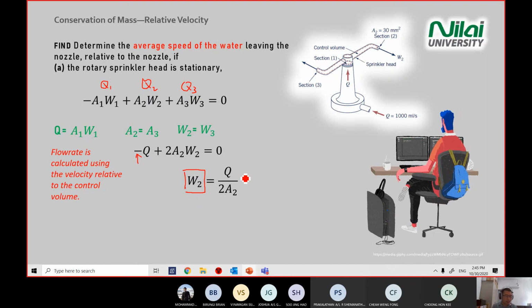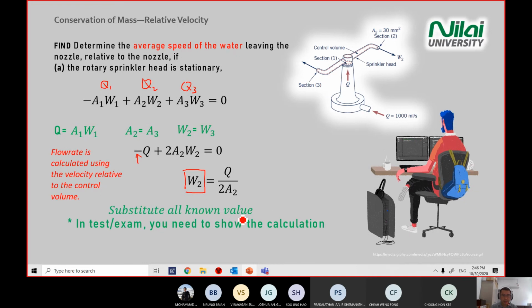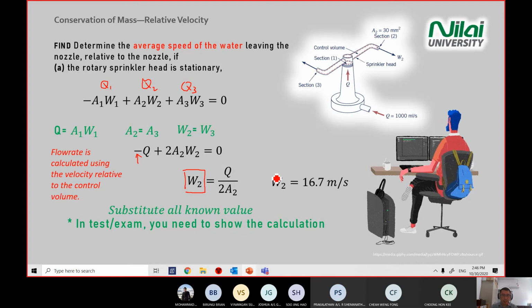I think all these parameters were given in the statement. If you read the statement, the flow rate is 1,000 ml per second, and the nozzle size is also given. However, in this case the nozzle size is in mm, so you need to convert into SI units in this equation. I will skip all the detailed calculation, and you will get W2 equal to 16.7 meters per second.